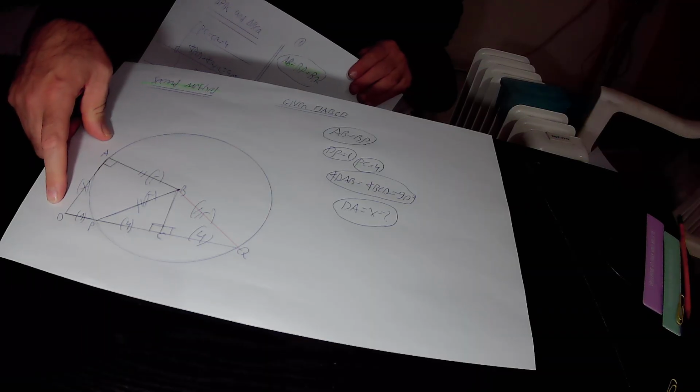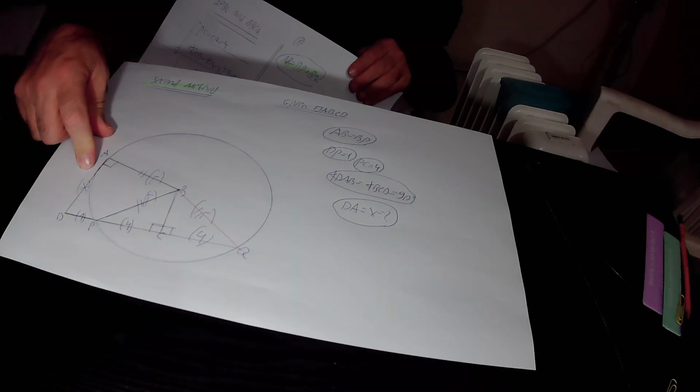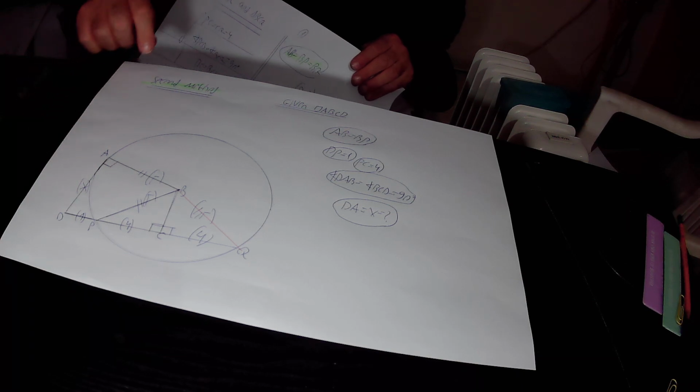So in both methods, we found out actually that the length of AD equals x equals 3 units. Okay, thank you very much.